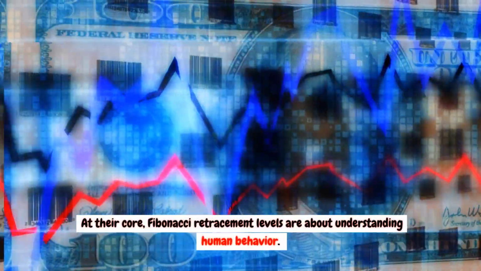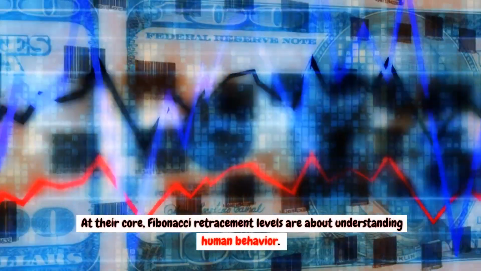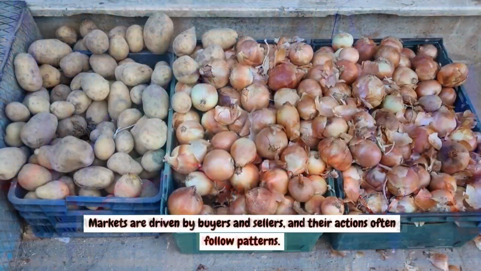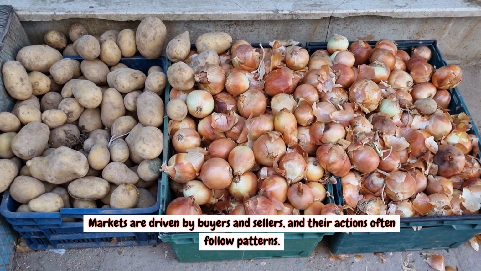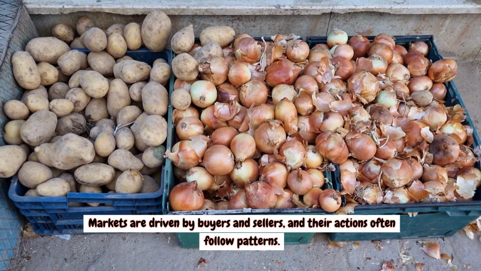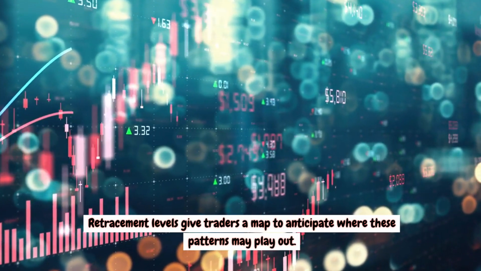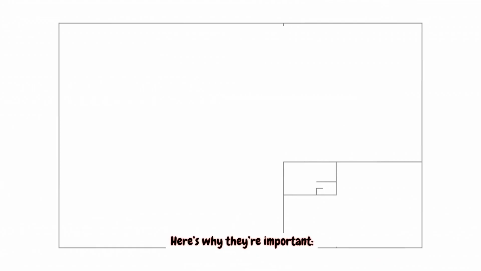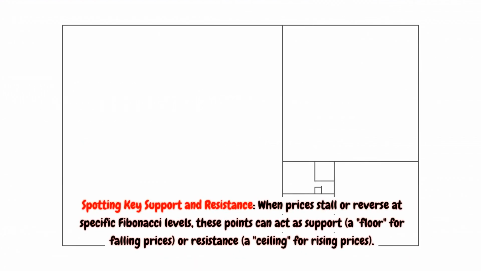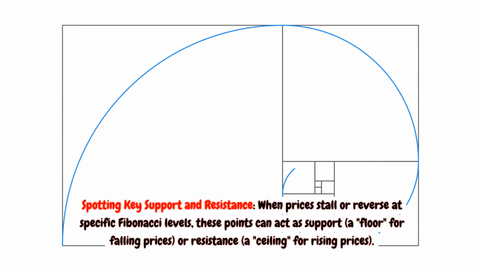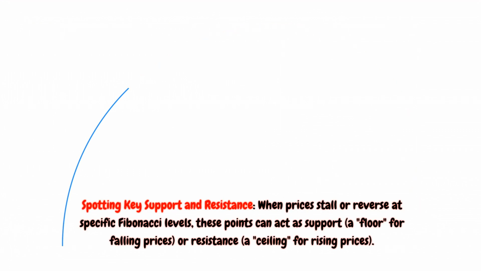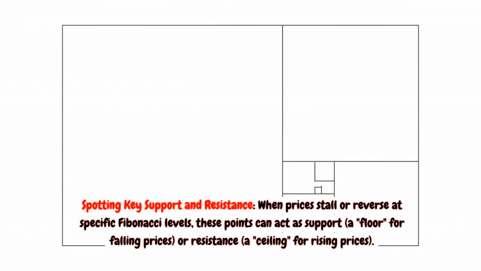Why Fibonacci retracement levels matter. At their core, Fibonacci retracement levels are about understanding human behavior. Markets are driven by buyers and sellers, and their actions often follow patterns. Retracement levels give traders a map to anticipate where these patterns may play out. Here's why they're important. Spotting key support and resistance. When prices stall or reverse at specific Fibonacci levels, these points can act as support, a floor, for falling prices, or resistance, a ceiling, for rising prices.